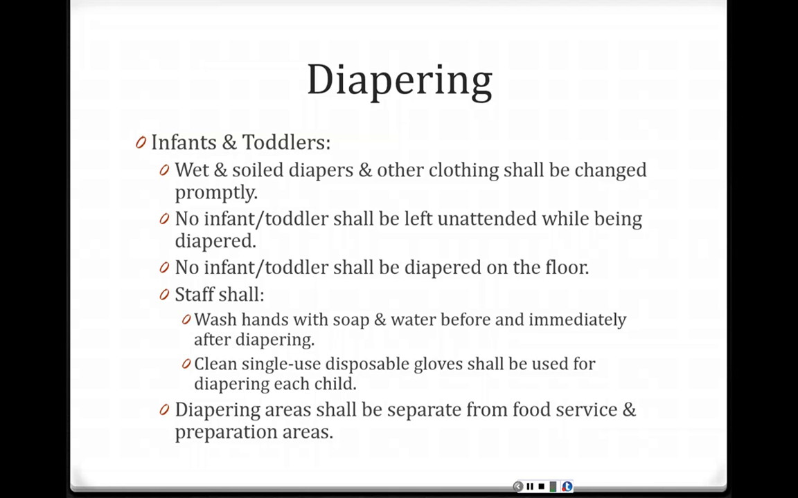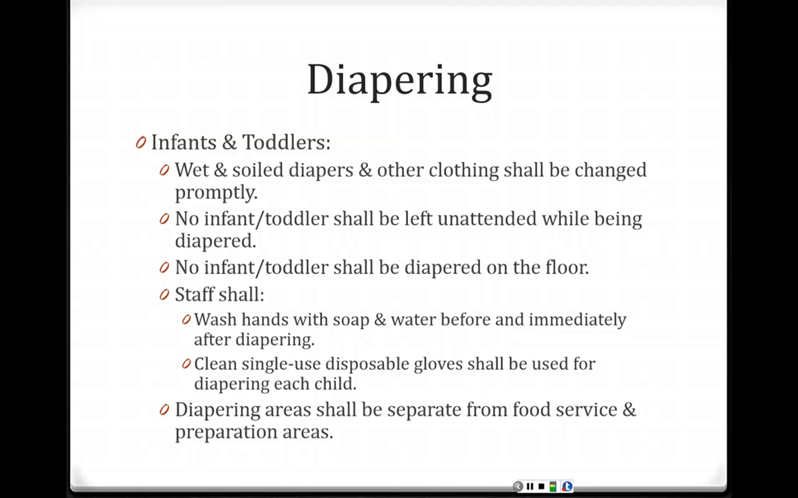Infants and toddlers: wet and soiled diapers and other clothing shall be changed promptly. We do not want our children to be in wet or soiled clothing or diapers for any length of time. No infant or toddler shall be left unattended while being diapered. We need to be standing directly in front of them with our hands on them during the diapering process. It only takes a split second for an accident to happen, particularly when a child is on a changing table.